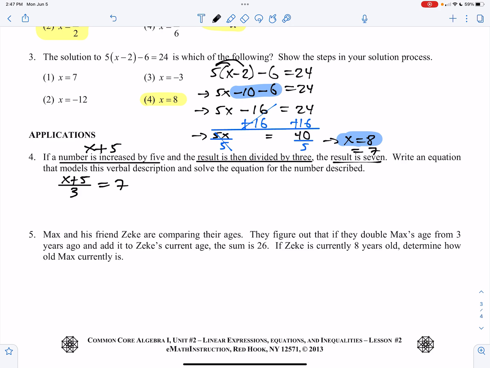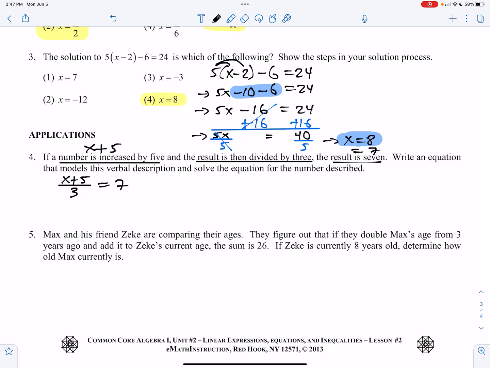Max and his friend Zeke are comparing their ages. They figure out that if they double Max's age from 3 years ago and add it to Zeke's current age, the sum is 26. If Zeke is currently 8 years old, determine how old Max is. First we have to come up with the equation. Then we'll plug in Zeke's age.